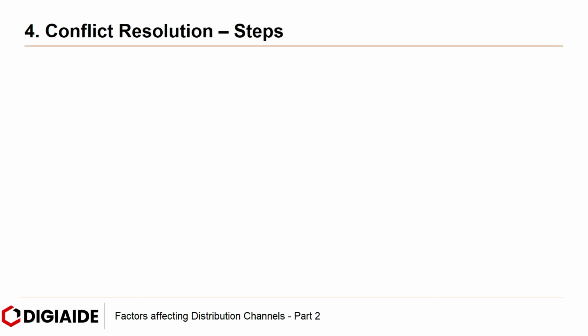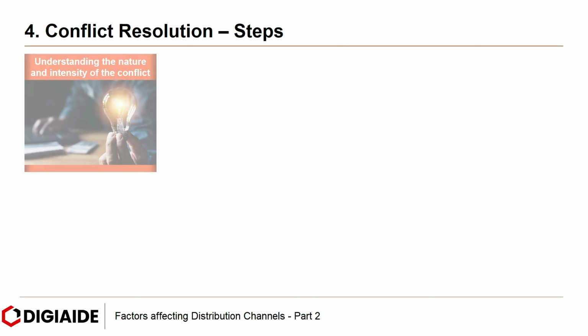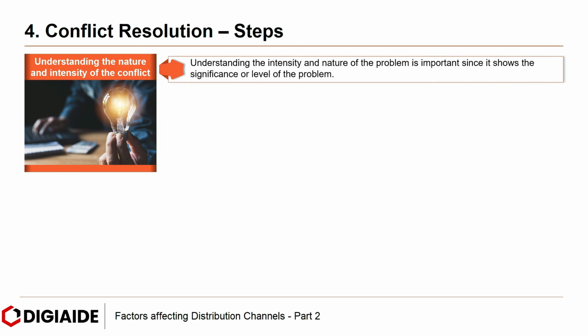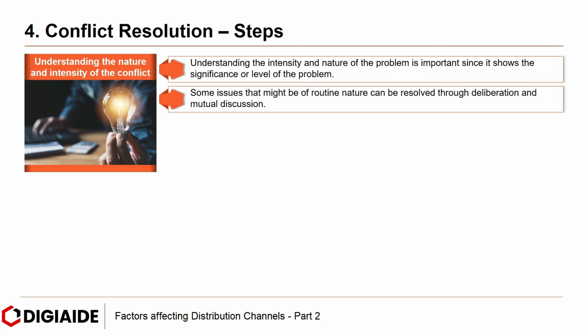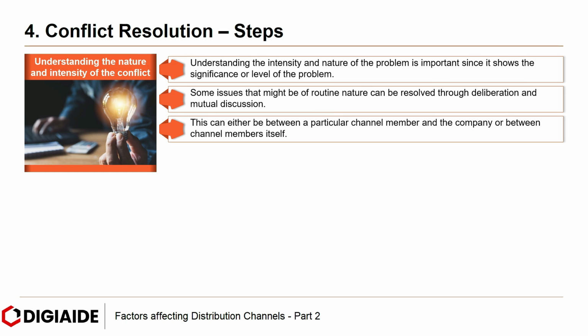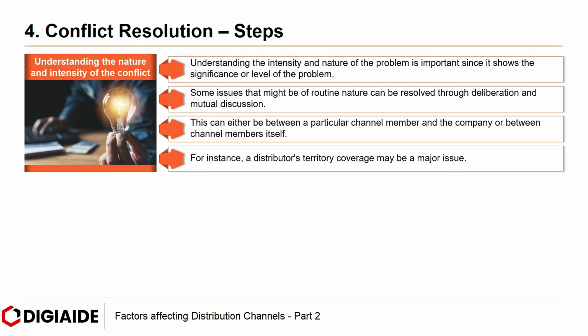Moving on, the steps under conflict resolution include: first, understanding the nature and intensity of the conflict. Understanding the intensity and nature of the problem is important since it shows the significance or level of the problem. Some issues that might be of routine nature can be resolved through deliberation and mutual discussion. This can either be between a particular channel member and the company or between channel members itself. For instance, a distributor's territory coverage may be a major issue.